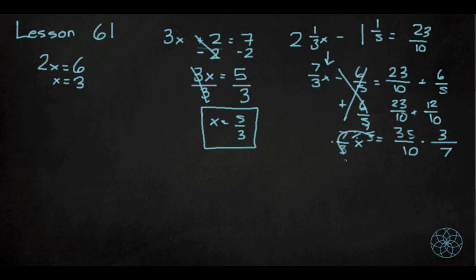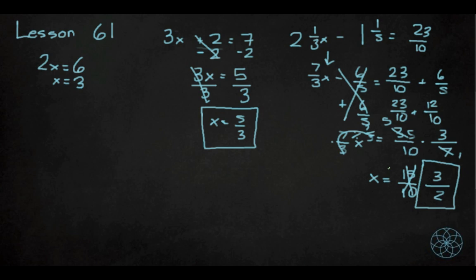This will cancel. And let's see if anything can simplify here. 35 and 7 can simplify to a 5 and a 1. And we would end up with x equals 15/10, or simply 3/2. So there's our answer. x equals 3/2.